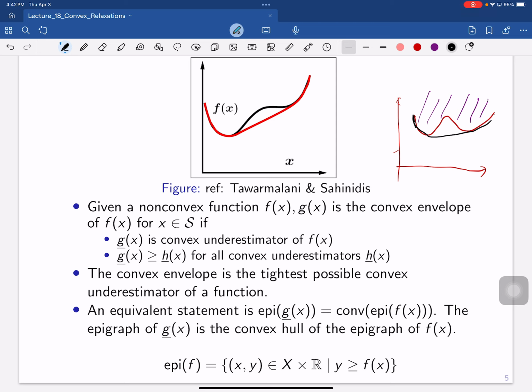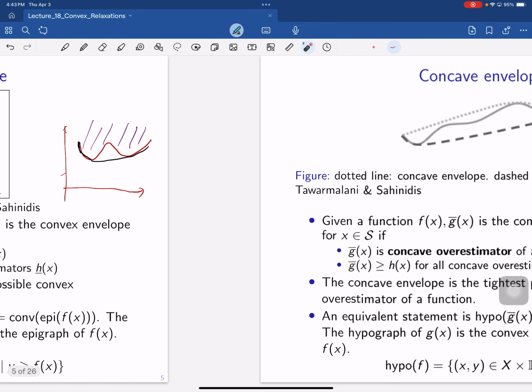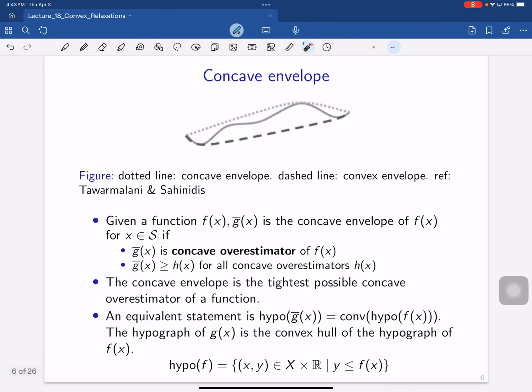And the same thing in the function space is the convex function that is greater than or equal to any other convex underestimator you can find. So that is called the convex envelope. Okay. And for the same argument, you can describe something called a concave envelope. So here, for this non-convex function, the dashed line is a convex envelope, and then this dotted line is the concave envelope.